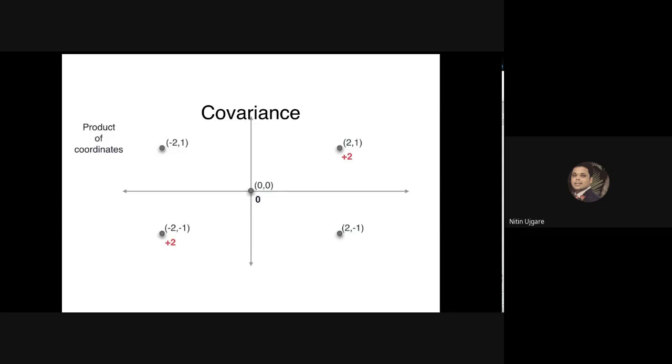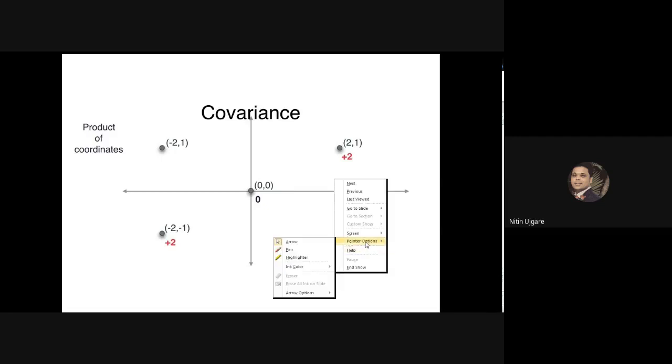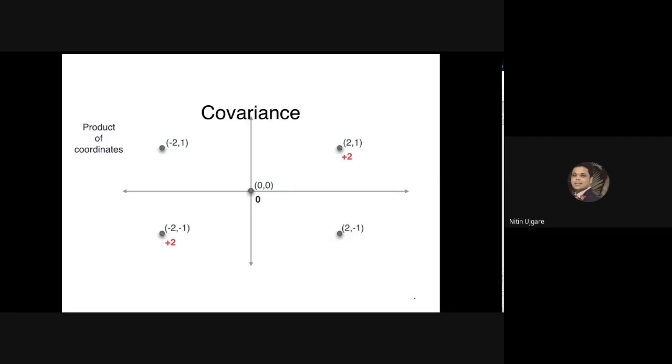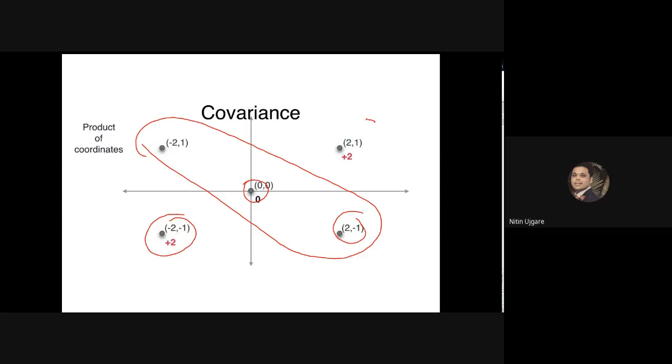Let us take the first example, the first set of points, which are moving in the backward direction. This point has coordinates minus 2, 1. This is 0, 0. This is 2, minus 1. This is minus 2, minus 1. And this point has the coordinates 2, 1. Now let us take the products of these coordinates. The product of this coordinate will be minus 2. The product of this coordinate will be minus 2. The product of this coordinate will be plus 2. And the product of this coordinate will be plus 2.